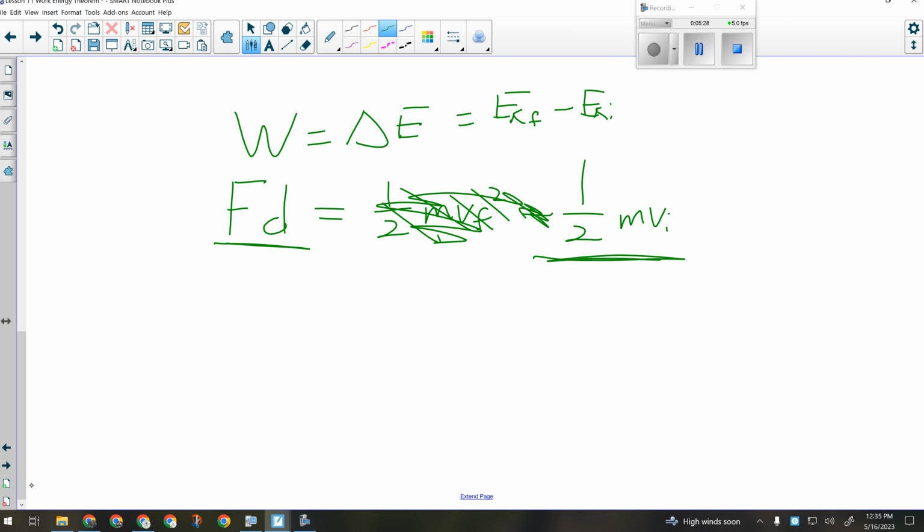Divide it over to the other side, right? Right now I'm multiplying F times D. So I could calculate my stopping distance by taking my kinetic energy and dividing it by the force that's trying to stop. All right, so let's say we know these numbers.